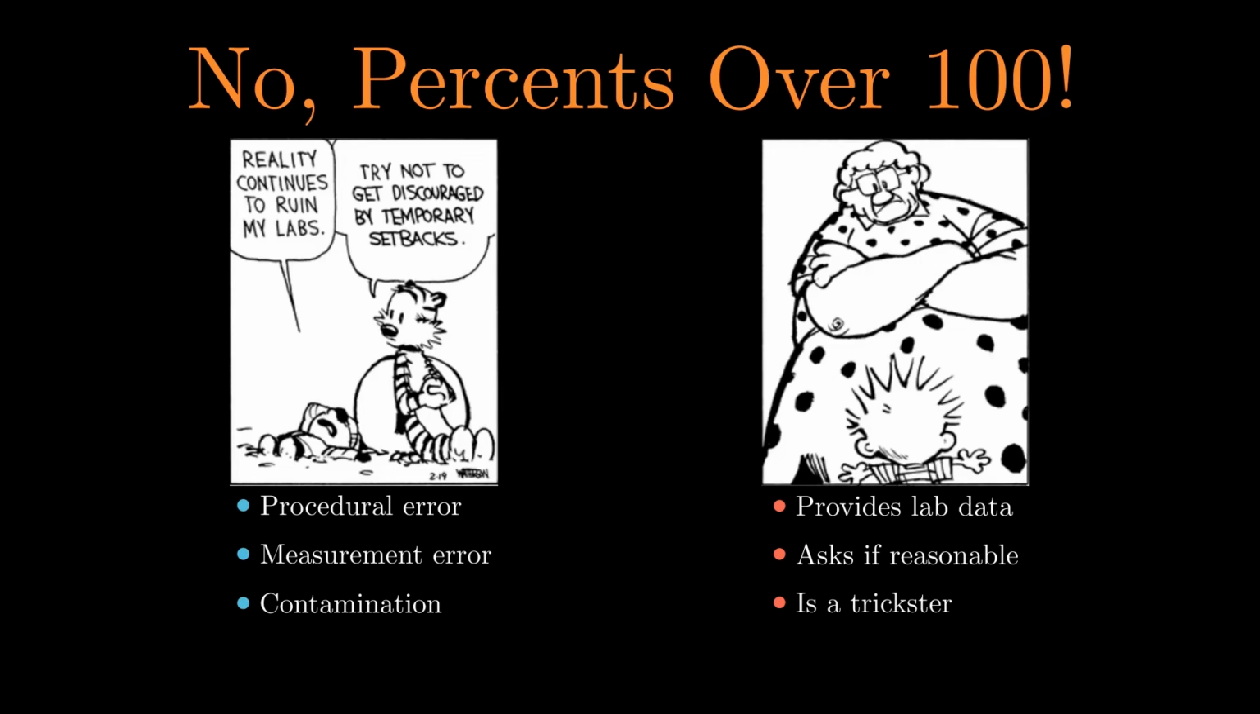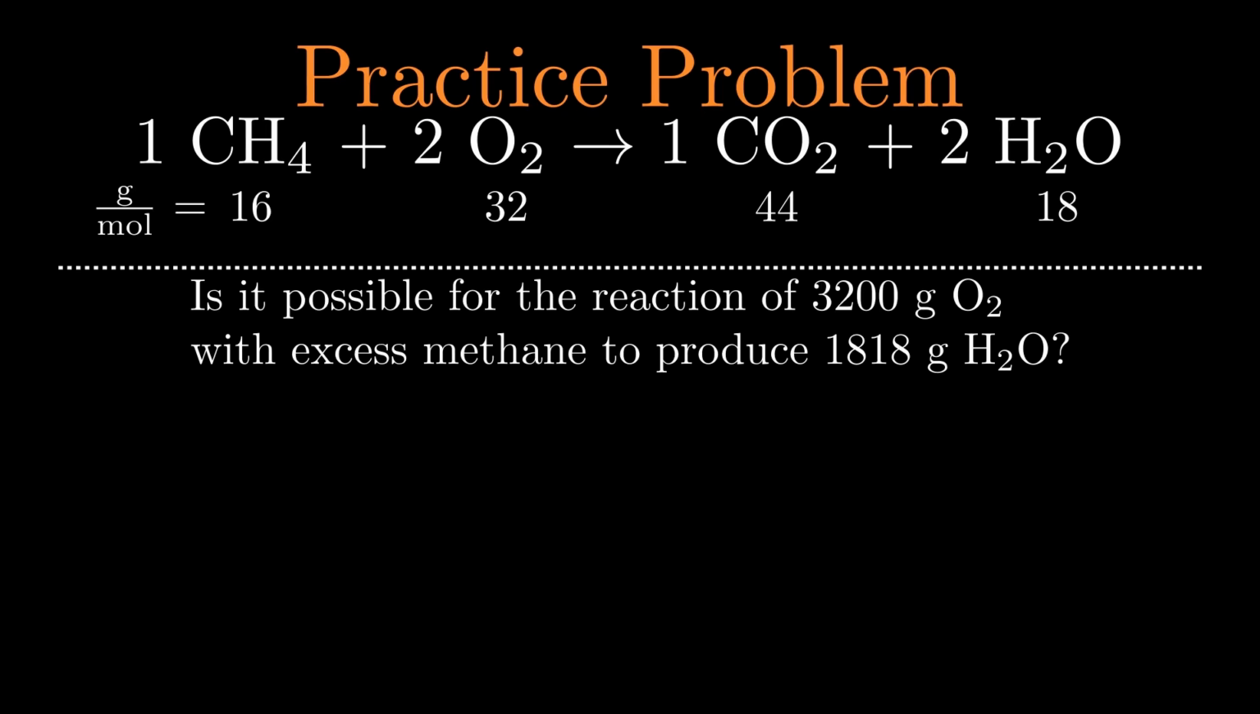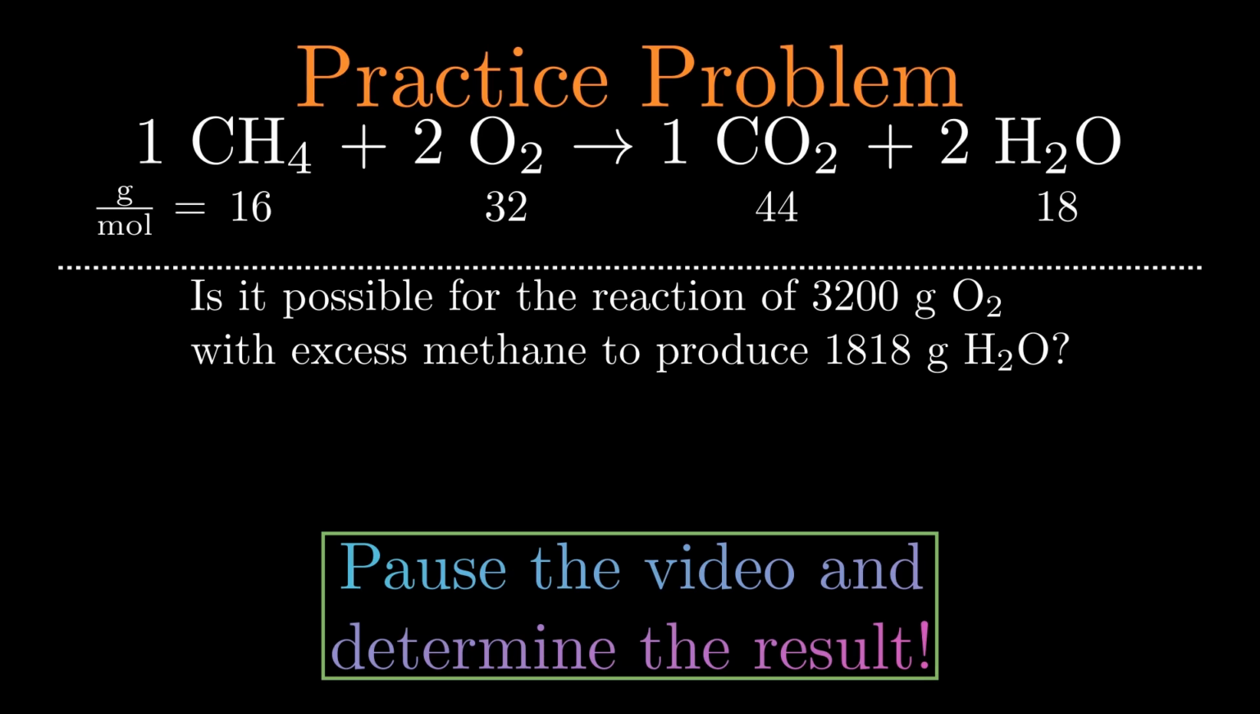Now that you've seen how percent yield is calculated, how the answer can be checked, and how to potentially explain an impossible result, it's time for you to demonstrate what you've learned. Using the same equation, is it possible for the reaction of 3,200 grams of oxygen with excess methane to produce 1,818 grams of water? Pause the video and give it a go.